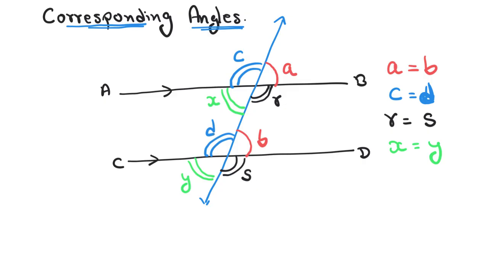So now you understand the relationship of corresponding angles, and where are these corresponding angles? A and B, R and S, X and Y, C and D. They are pairs of corresponding angles, and corresponding angles are equal.